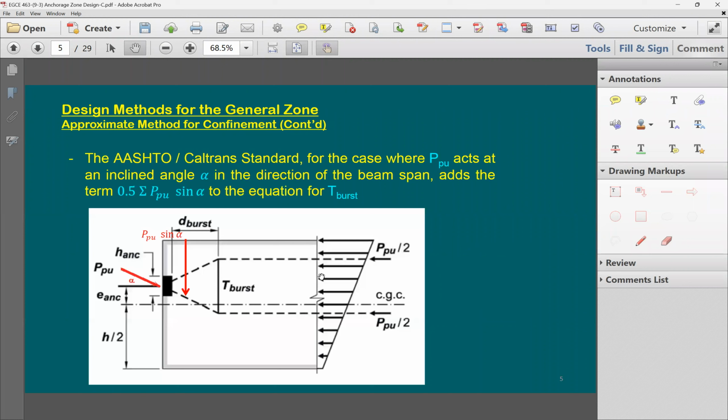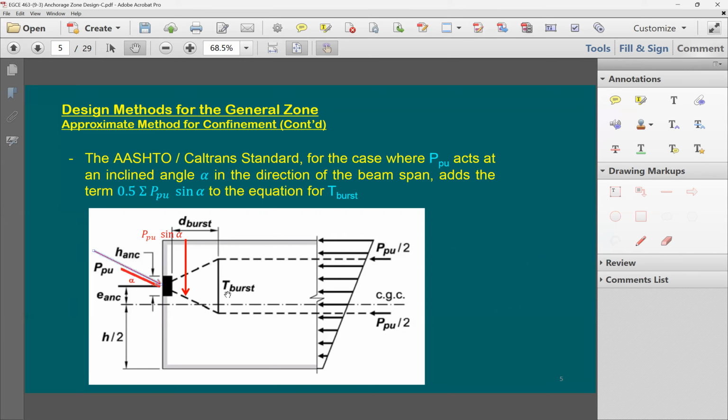Now, AASHTO and Caltrans, when it comes to bridges, say this is not going to be the only force that you're going to be designing for. And here's the reason. They say most likely this anchor is going to come in at an angle. And this tension force, or this prestressing force, is going to be coming with an angle of alpha. This can create additional force in the y direction that needs to be added to the design force for the tie reinforcing.